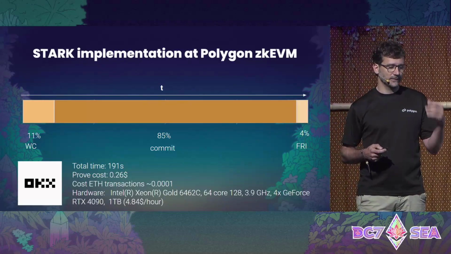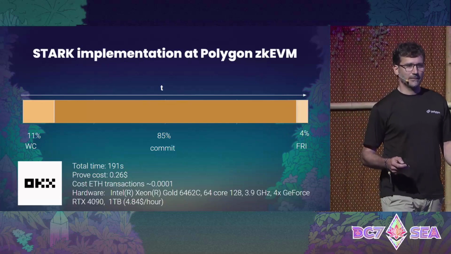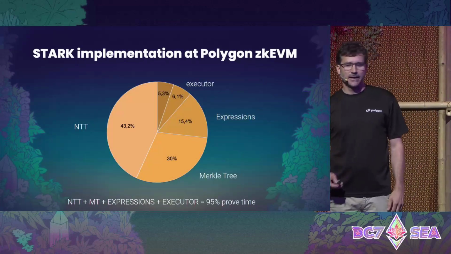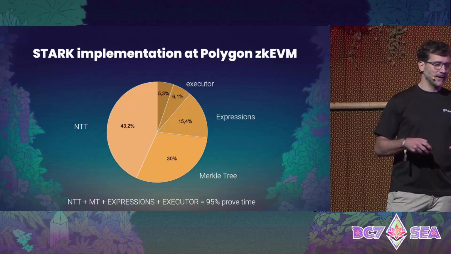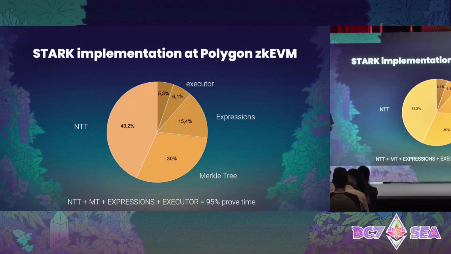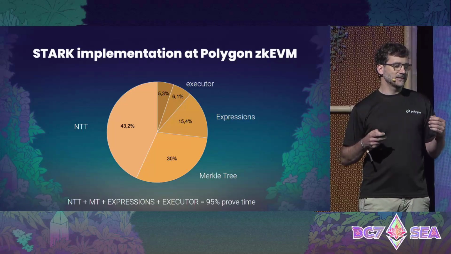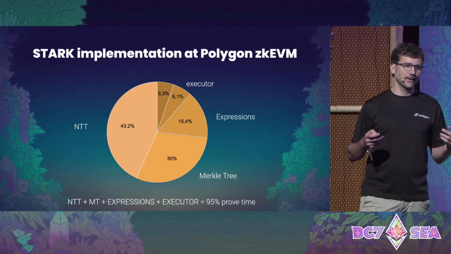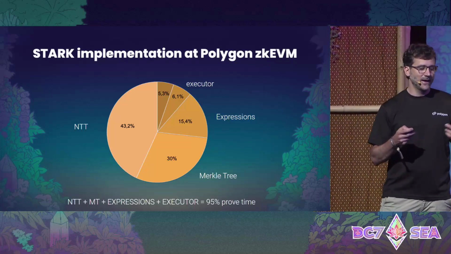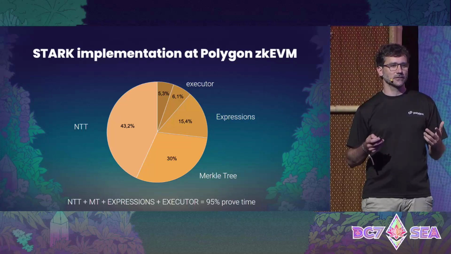So it's not something that is very relevant in the current context. If we go a little bit deeper and look into the kernels distribution when we do a proof, it's a perfect situation, or a good situation, because 95% of the time of the proof is concentrated in 4 kernels, especially in 2, which are the NTT and the Merkleization, which take 70% of the time.